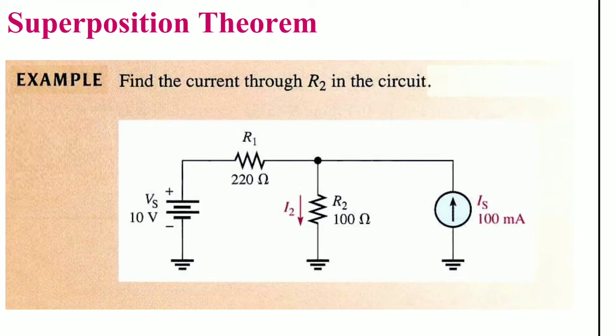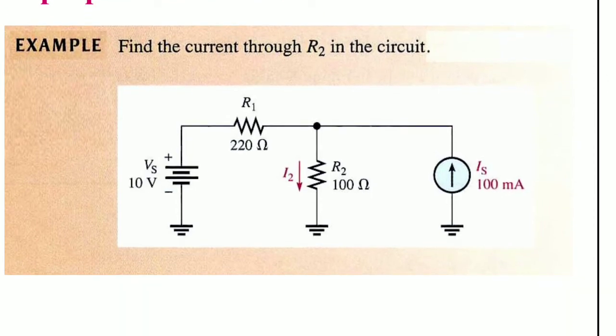So now another example. Find the current through R2 in the circuit using the superposition theorem. The 10 volts is the voltage source, and 100 milliamps is the current source. Determine the current in R2.